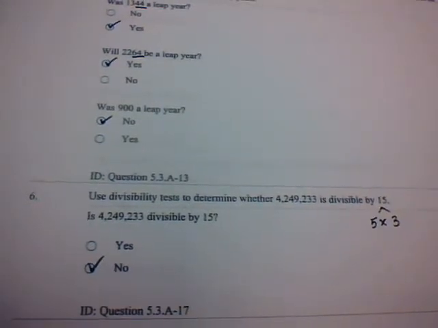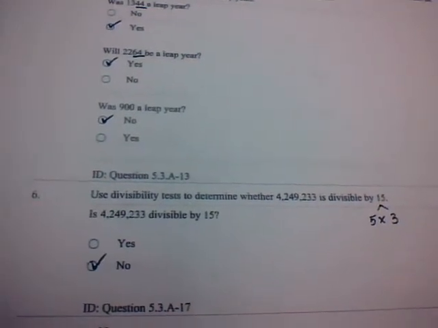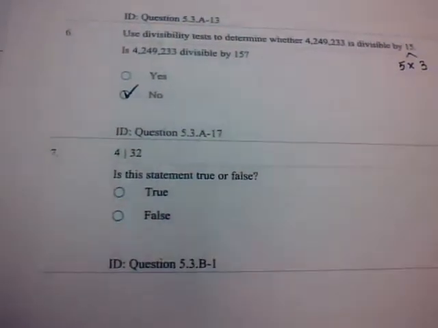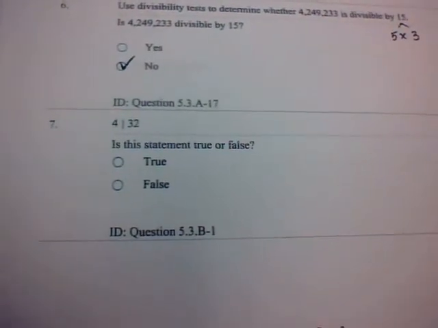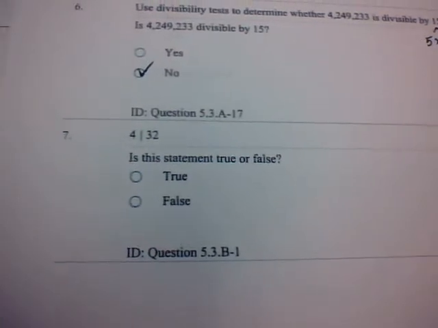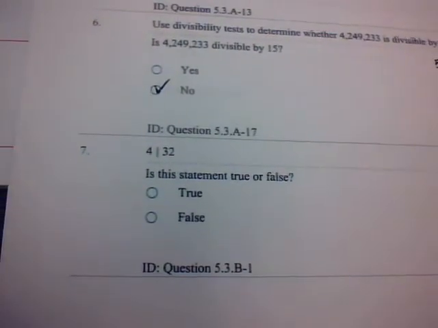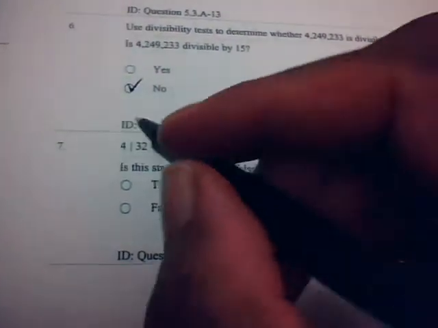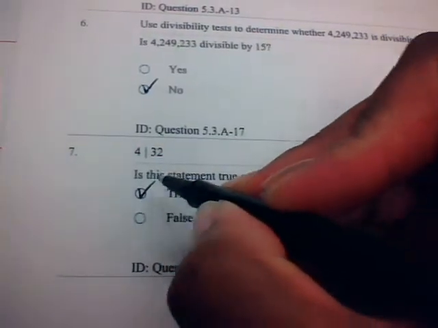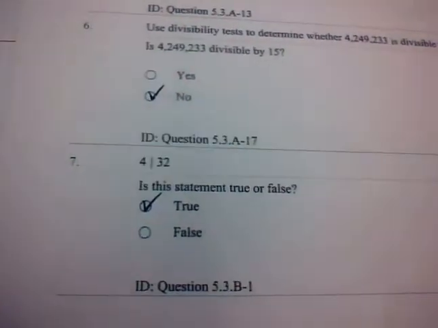All right, number 7. Does 4 divide 32? That means does 4 go into 32 evenly with a remainder of 0? In this case, it does. So the answer there would be true.